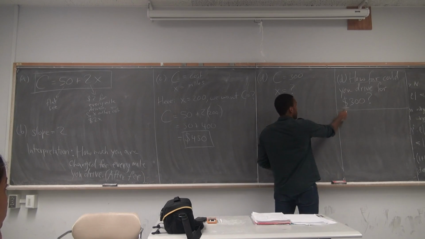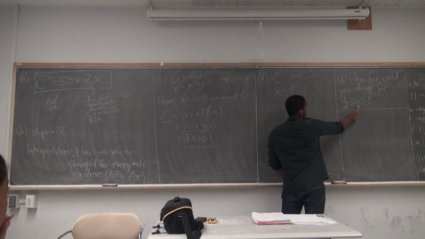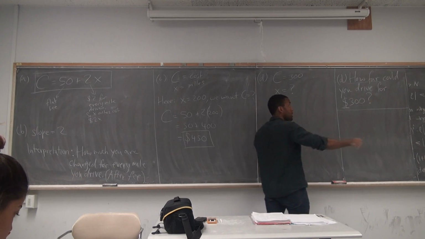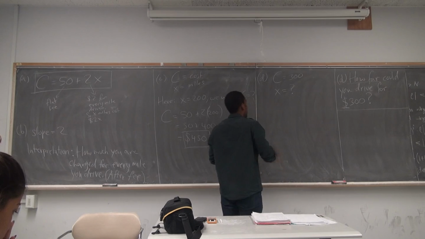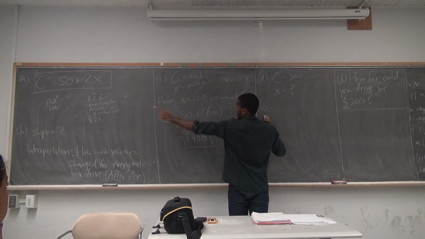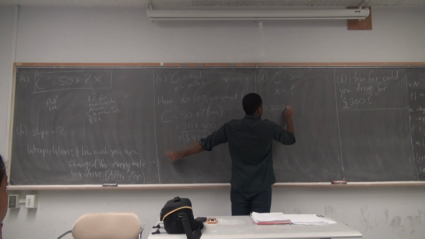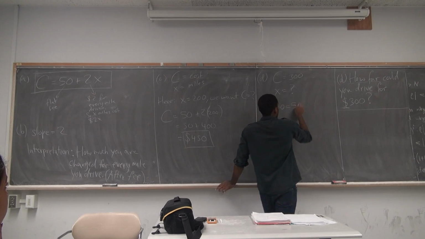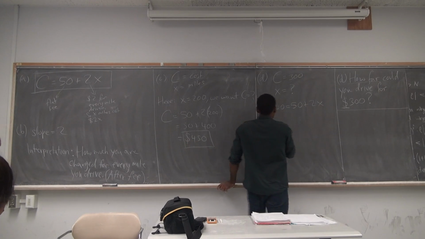Notice that what we were given was money, which is cost, and we're asked how far, which is distance, which in this case is miles. So the distance is what we want to figure out. C is the cost, and I have a function. So I'm going to replace C with 300, equals 50 plus 2x. How do I solve that?